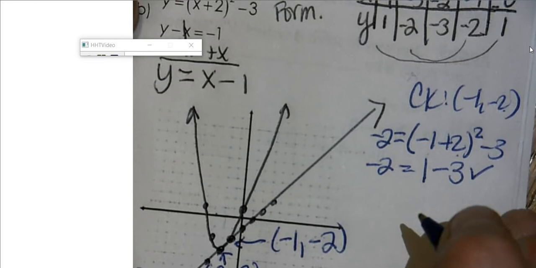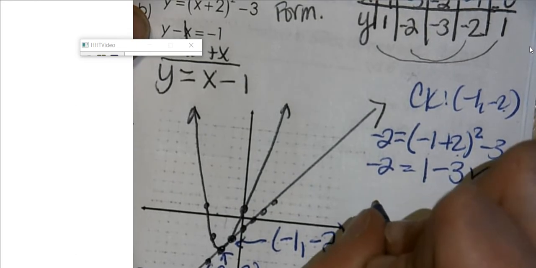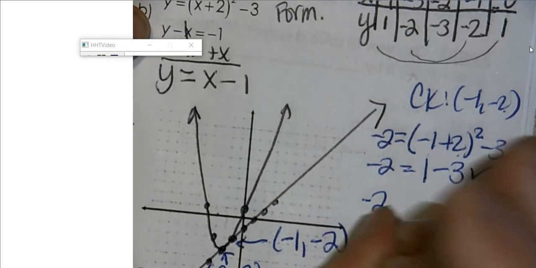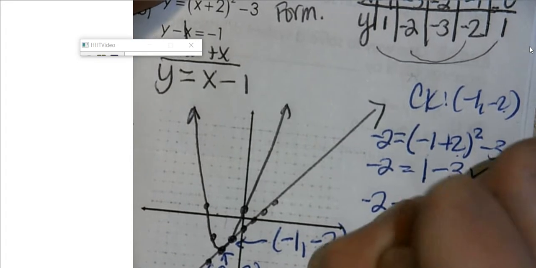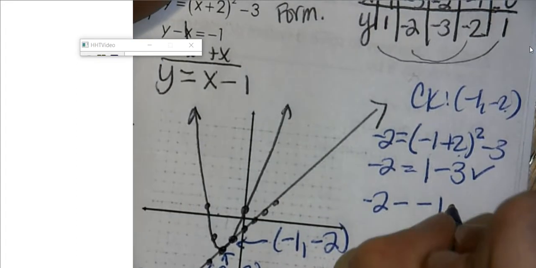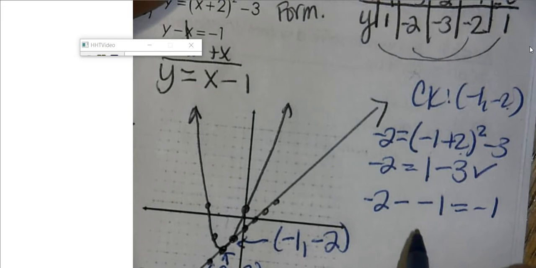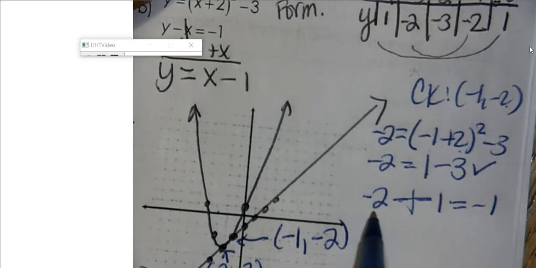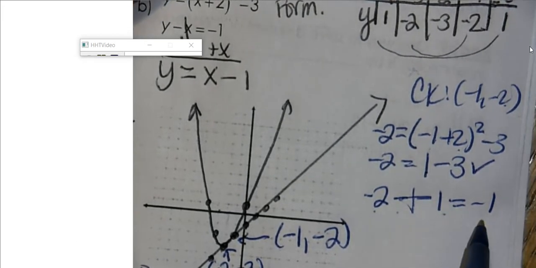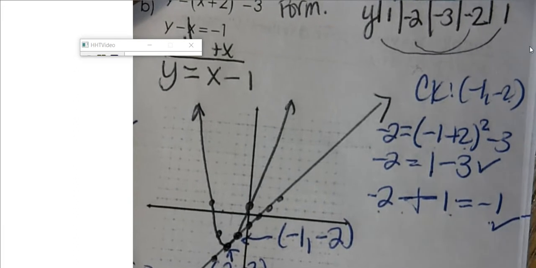So now I need to plug it into the other one, so that is y, which is -2, minus -1, which is x, and show that equals -1. Negative, negative makes a positive, and -2 plus 1 is -1. So that is a true statement.